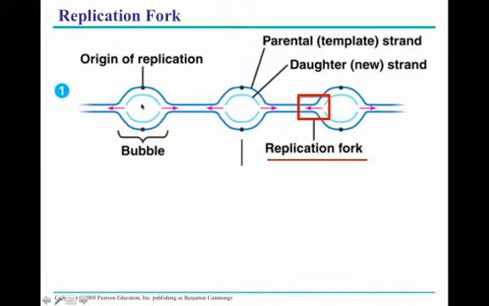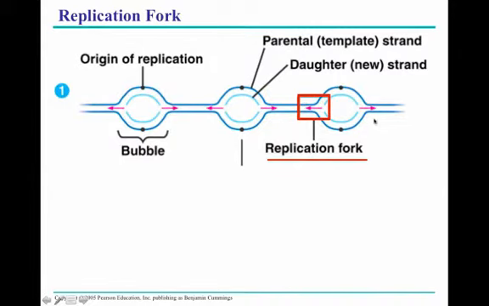If you just had one replication bubble and you had the enzymes working in just that one area and kind of moving to either side, it would take a lot longer than if you had several teams of enzymes working on this DNA molecule at a time. So we have several replication bubbles, and at the end of each bubble we have a fork.